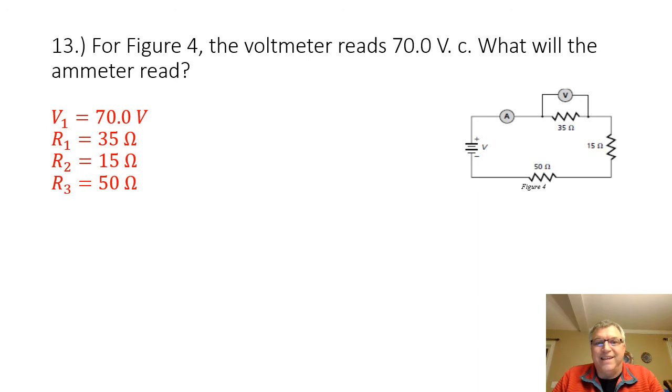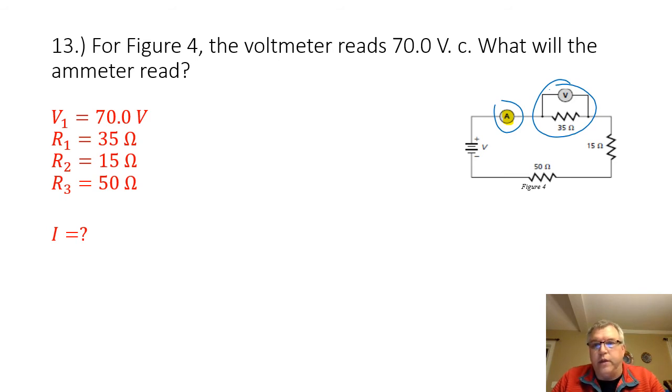Part C asks, what will the amp meter read? So here is our amp meter right there. Oops, I'm not sure if that came up, but let me try that again. And because this is a series circuit, I know that the current is the same at all points in the circuit. So if I can find out how much current is going through the first resistor here, that's going to be the same value as the current flowing through the amp meter.